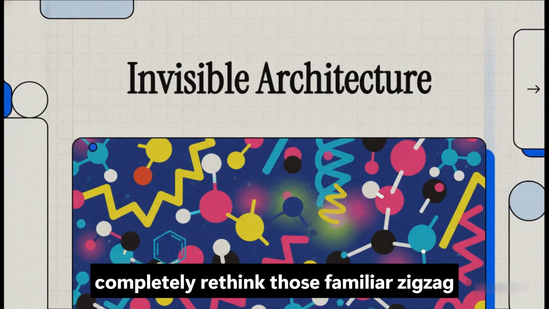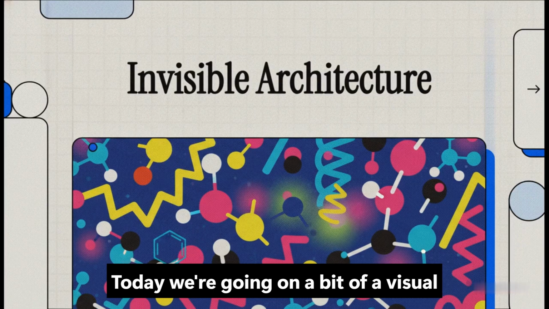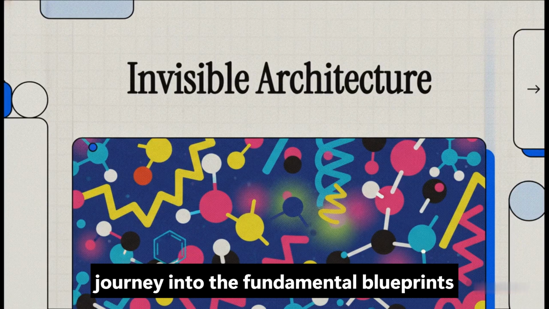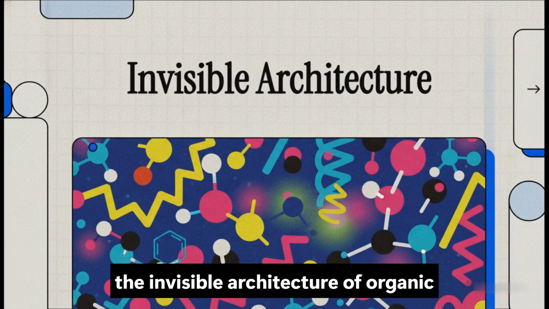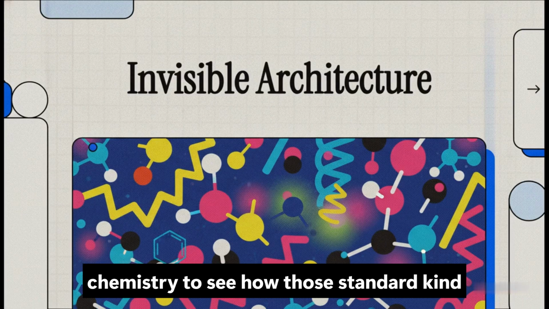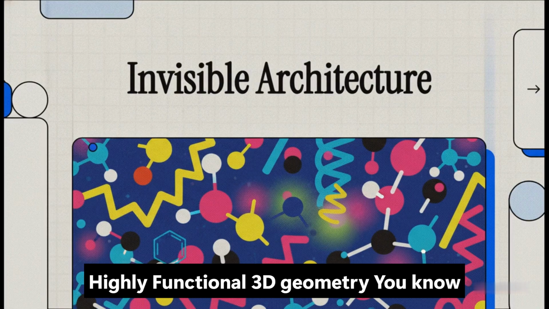Let's completely rethink those familiar zigzag lines you always see in chemistry books. Today, we're going on a bit of a visual journey into the fundamental blueprints of reality itself. We're going to decode the invisible architecture of organic chemistry to see how those standard, kind of boring textbook diagrams actually translate into some incredibly deep, highly functional 3D geometry.